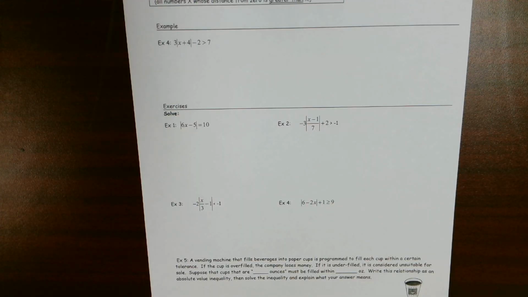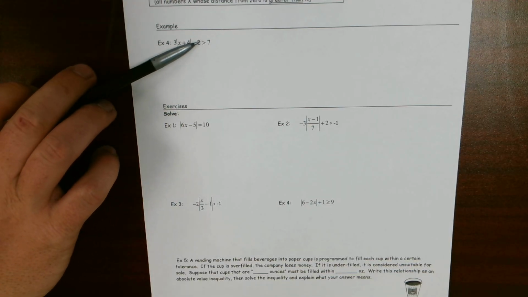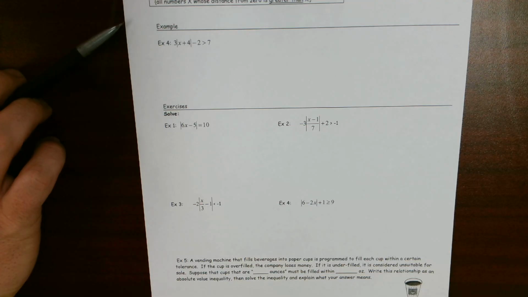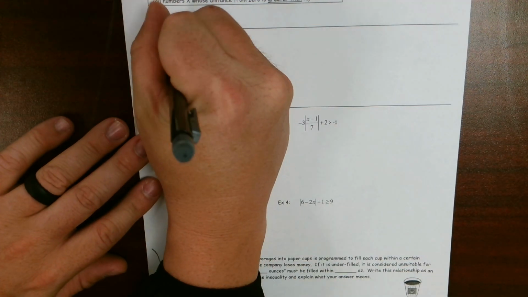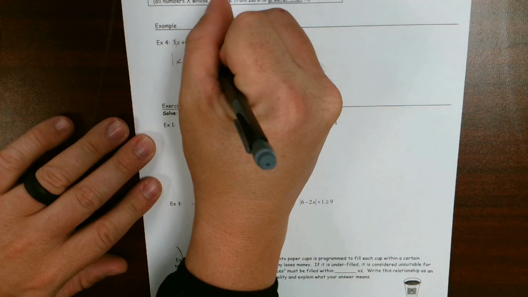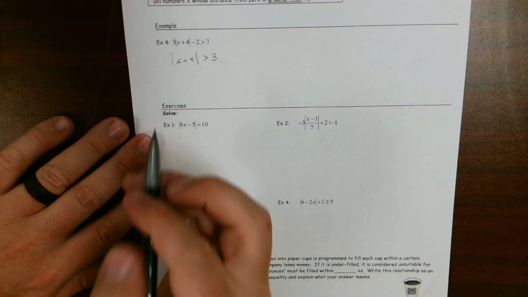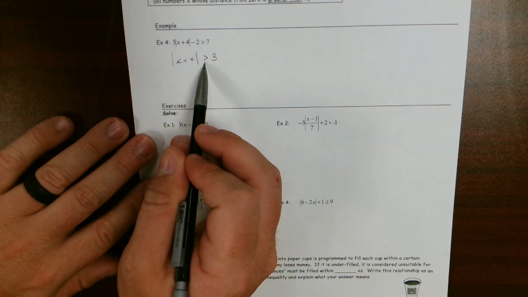Okay, so now let's go ahead and talk about what happens when it's a greater than statement. Nothing changes in our process. We're still going to use property of equality. We're going to add 2, we get 9, divide by 3. So we're going to end up with the absolute value of x plus 4 is greater than 3. That means the distance that this is away from 0 is always bigger than 3.